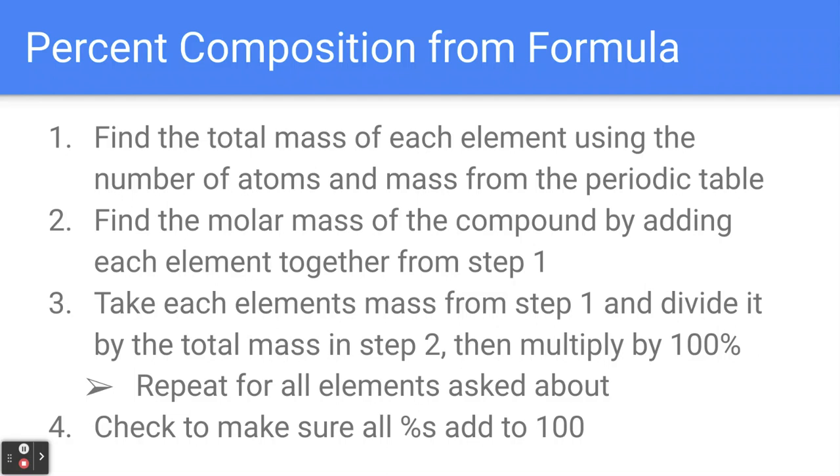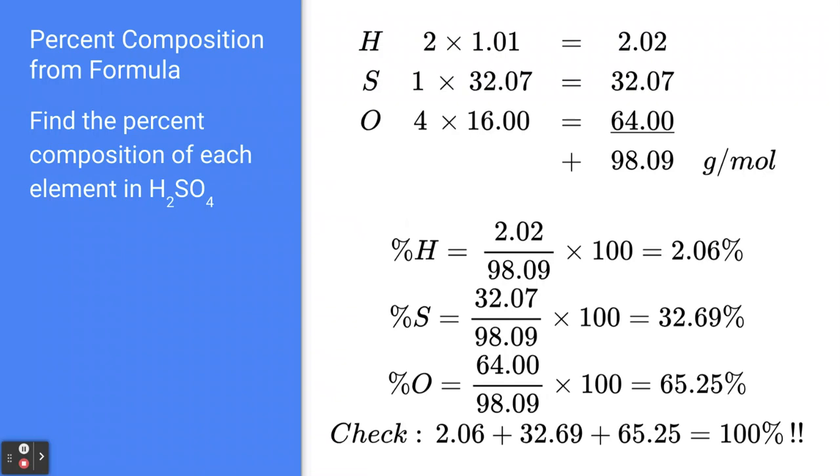And then the last thing would be to check to make sure that you can add all those percents and they get to 100 exactly. You might get to 99.99 or something, but that's pretty close. So here is the percent composition of sulfuric acid.